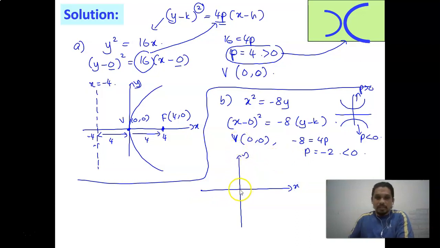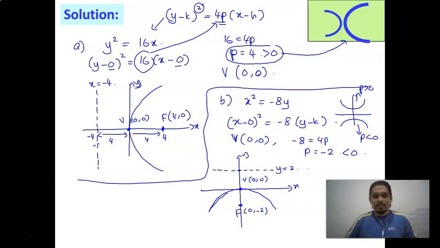The vertex is 0, 0, the origin point. P is negative 2, which is less than 0, and tells us the graph is facing downward. The distance is 2, so moving 2 units downward from 0, 0, we come up with 0 and negative 2. This is the focus. Moving 2 units upward gives the directrix line of y equal to 2.